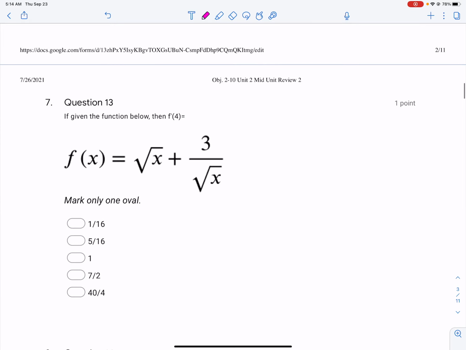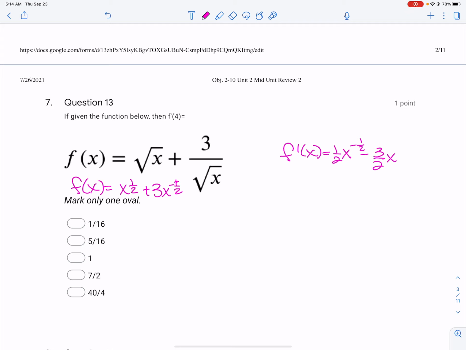Skipping question 12, going to question 13. F of x is equal to x to the 1/2 plus 3x to the negative 1/2. So I want to take the derivative. F prime of x is equal to 1/2 x to the negative 1/2 minus 3/2 x to the negative 3/2 power. I want this at 4.